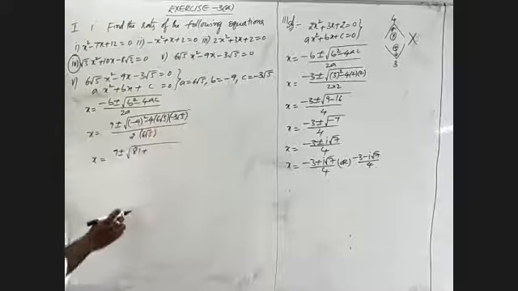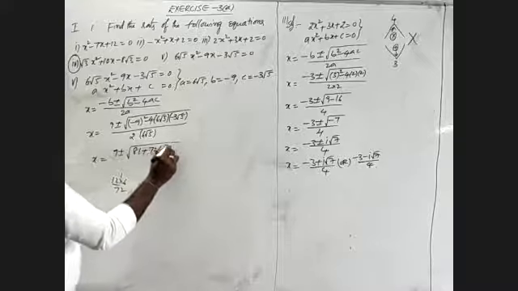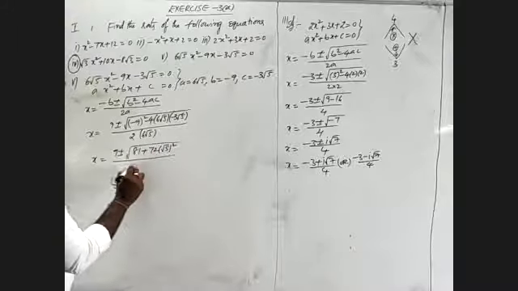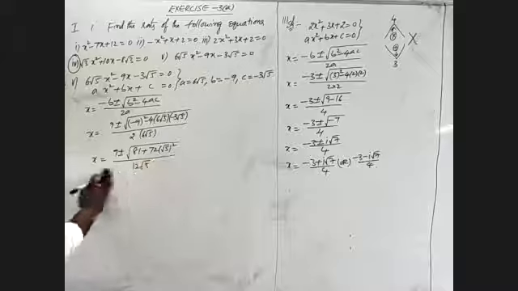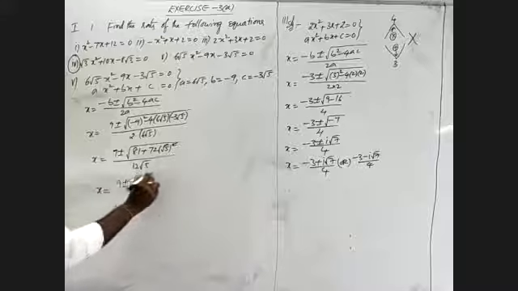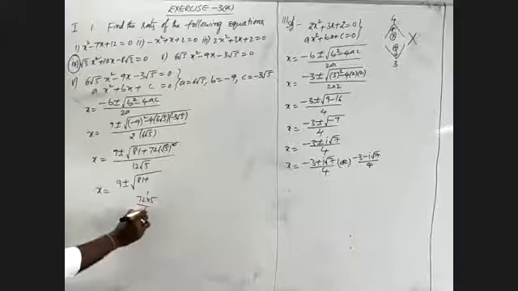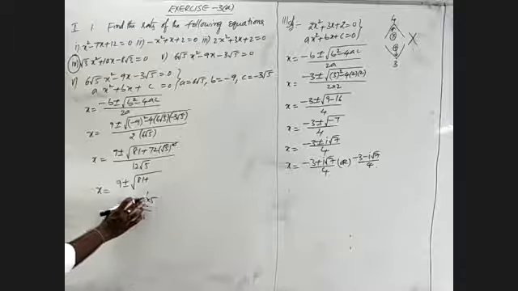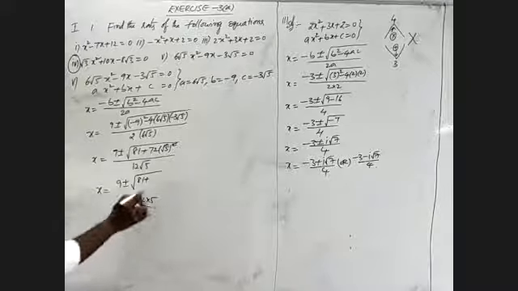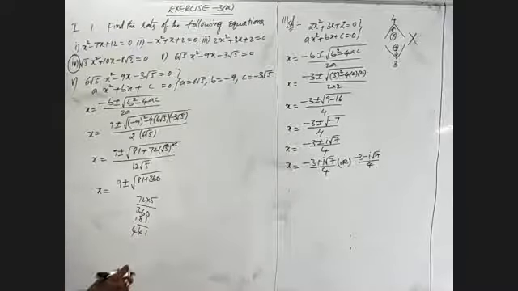4 3 is 12, 12 into 6 is 72. Root 5 into root 5 will become root 5 whole square, and the denominator is 12 root 5. Square and root will be cancelled. Remaining, we have to write x is equal to 9 plus or minus root of 81 plus 72 into 5. 5 sevens 35, 35 plus 1 is 36, that is 360. 360 plus 81 will be 441. This is the value.